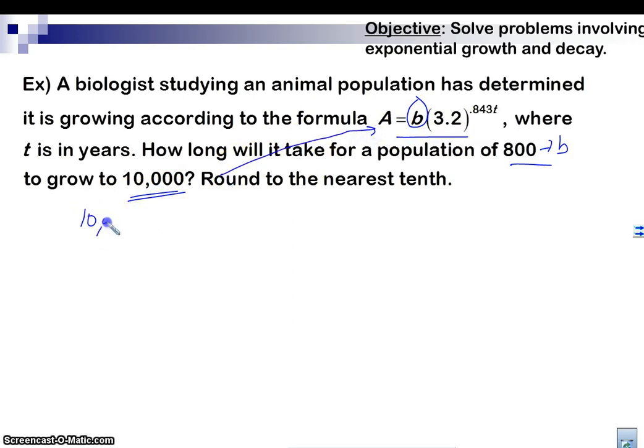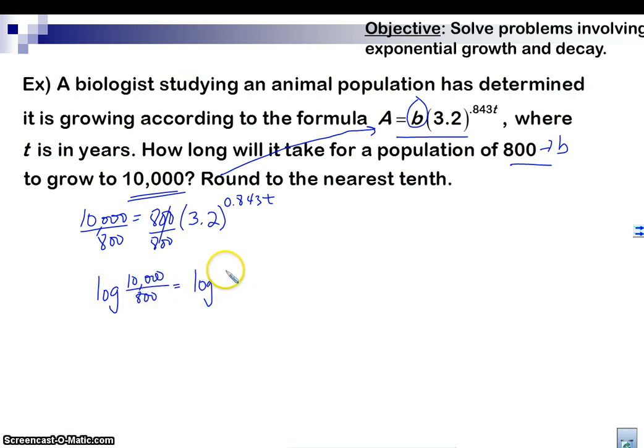And this is our ending, which is 10,000, which in this case is A. So we're going to have 10,000 equals 800 times 3.2 to the 0.843t. And we're going to solve this. So we're going to divide by 800 first. Then we're going to take the log of both sides. Log of 10,000 over 800 equals log of 3.2 raised to the 0.843 times t.